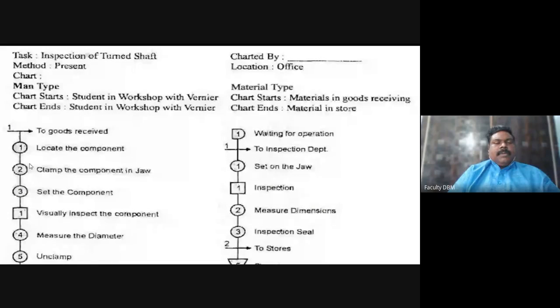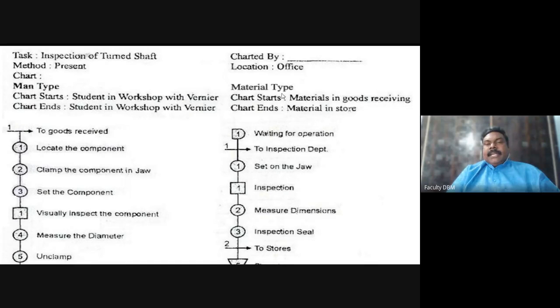So we are making a clamp, inspecting that component and checking the diameter, and we are moving. This is a man type. A student in a workshop with vernier calipers. How he is doing that activity is recorded and shown like this by using some symbols. This is for your understanding.